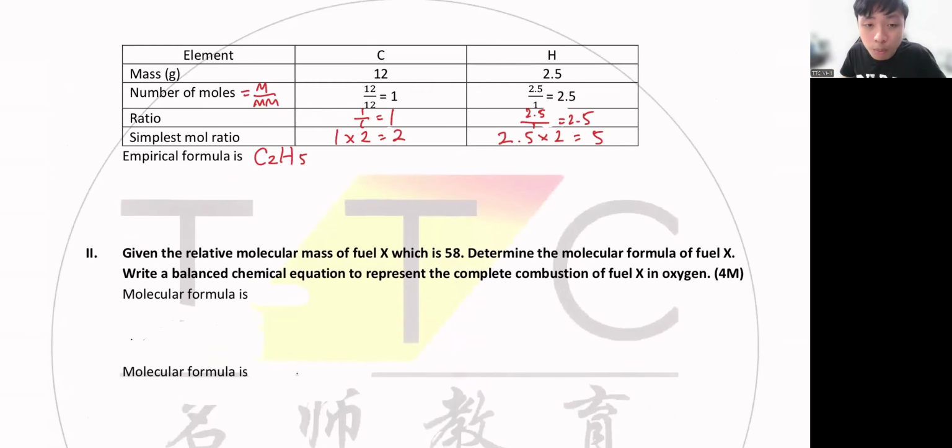Then the molecular formula, how? The total is 58. Again, maybe you don't know how many times, 2 times, 3 times, 4 times. So you just put n times, total 58.